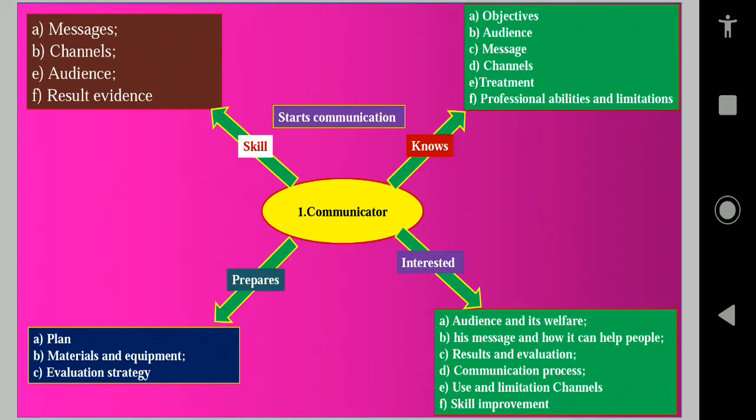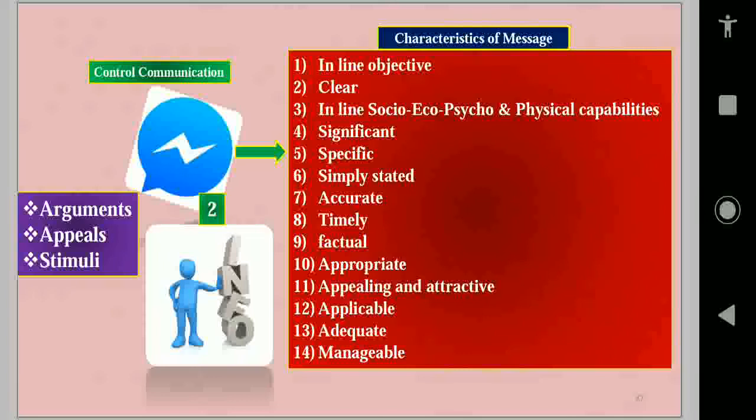Then he should prepare a plan for communication, a teaching plan. Then he should prepare communication material and equipment also. And also he should prepare a plan for evaluation of results. Here the communicator is the start. Communicator starts the communication process. Remember this.